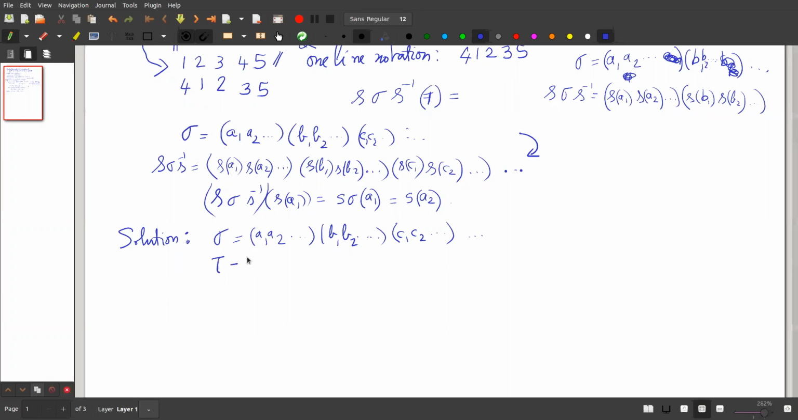What I know about tau is that it has the same cycle type as sigma. So I can write it with some A1 prime, A2 prime, etc., B1 prime, B2 prime, etc., C1 prime, C2 prime, etc. I can arrange the cycles so that this cycle is the same length as this cycle, so I can call them A1 prime, A2 prime. So it's understood that this cycle has the same length as this cycle, and so on, right?